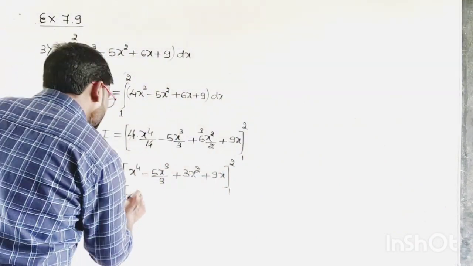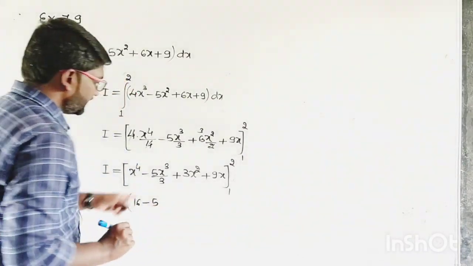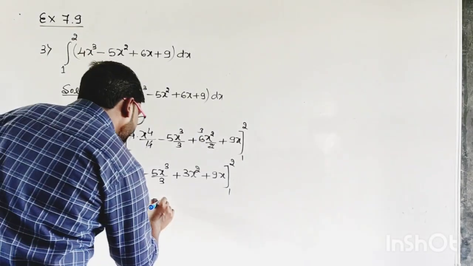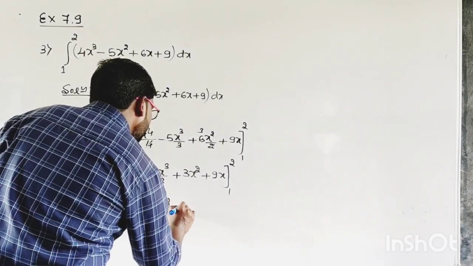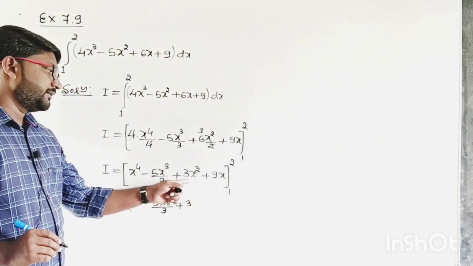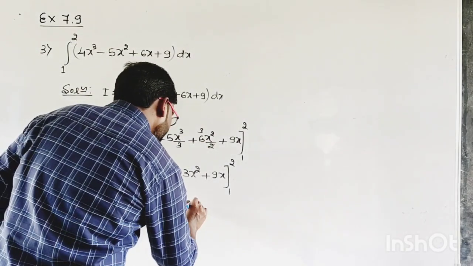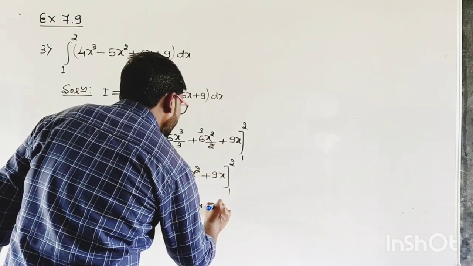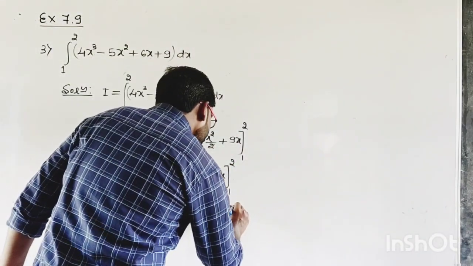So 2 raised to 4 is 16, then minus 5. Here we have to write x cube, that is 2 cube, it will be 8. So we get 8 divided by 3, then plus 3 times x square, that is 2 square, it will be 4, 3 into 4, plus 9 into 2, it is 18. This is upper limit minus the lower limit.